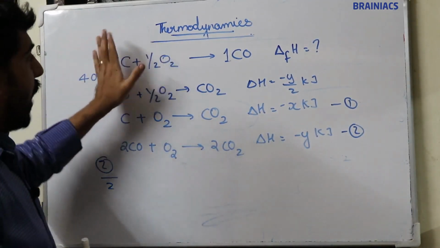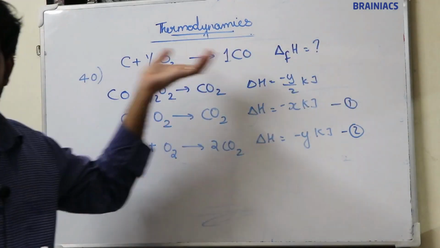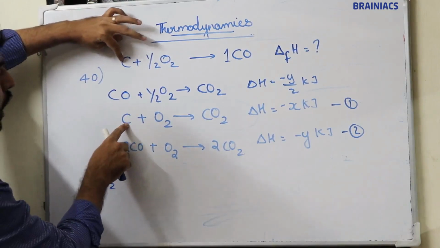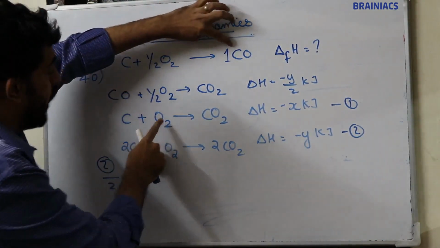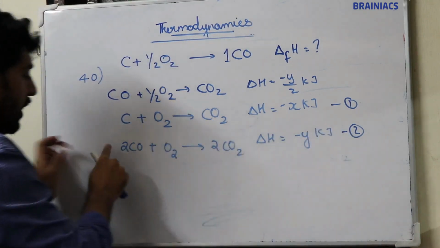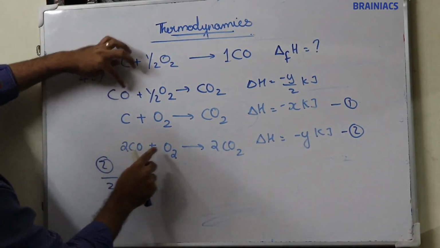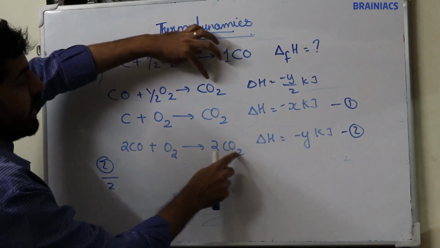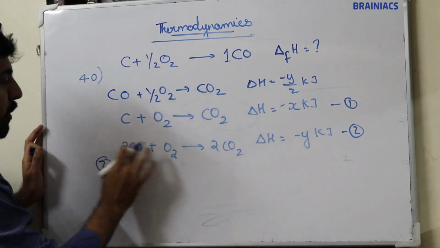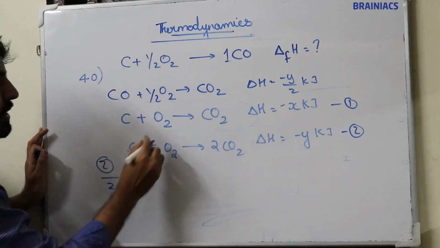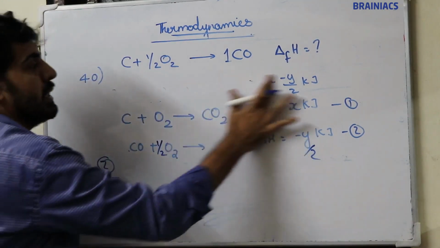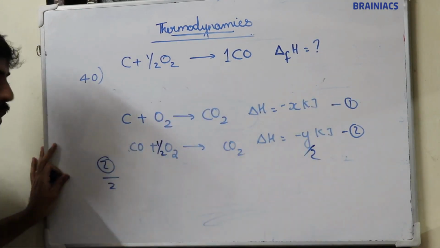We have to make this equation from these two equations. Here there is carbon, here also carbon, oxygen, oxygen. One carbon dioxide, but here there are two carbon dioxide. So first we divide the second equation by 2. So you will get CO plus half O2 giving CO2, delta H will be minus y by 2. Okay, now this is equation 2.